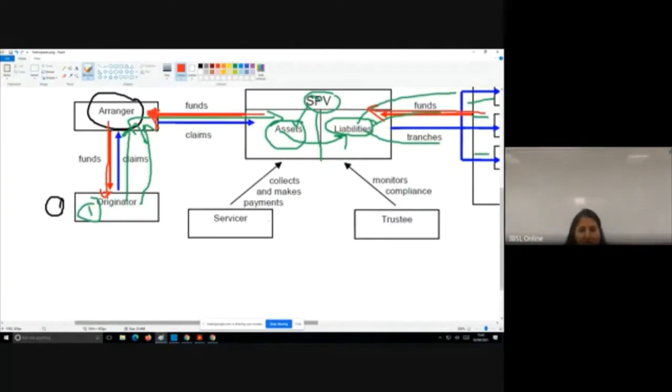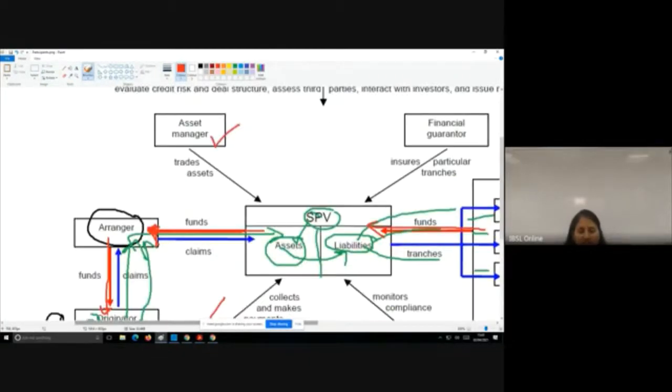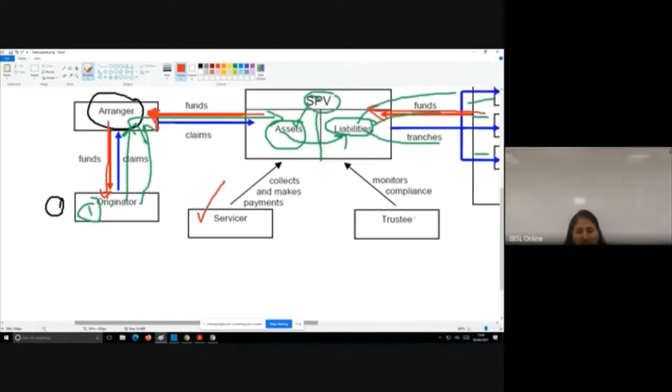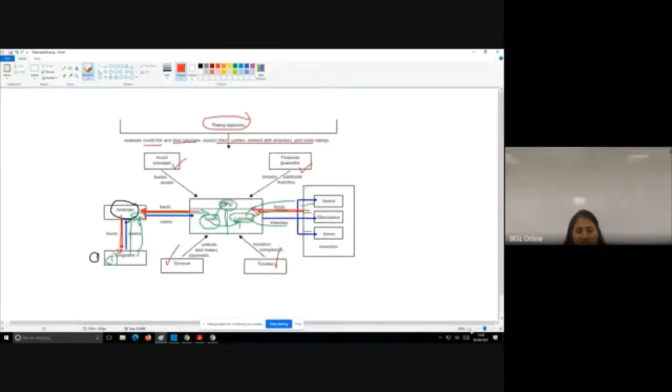Okay, this is the core of the securitization process. Then we saw the others who are there to support this. You have servicer looking into the assets so they can collect and track the performance. Asset manager managing the asset pool. Financial guarantor to ensure certain tranches. Trustee to monitor compliance. And then you have rating agency to evaluate credit risk, deal structure, and assess third parties, interact with investors, and also issue ratings to the SPV or even to the tranches.